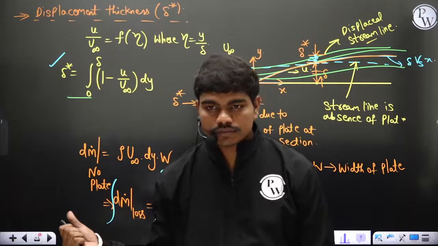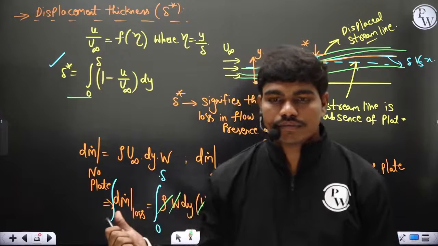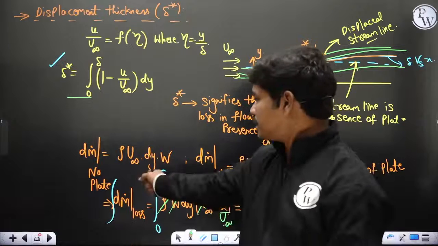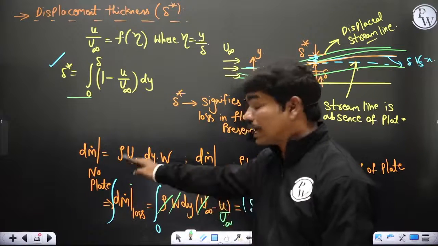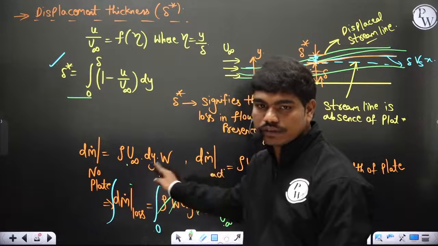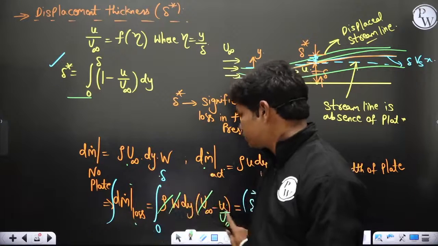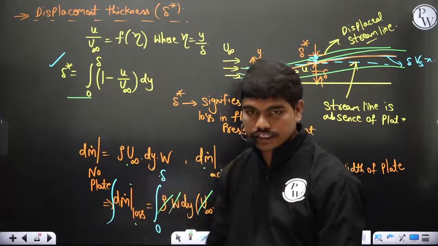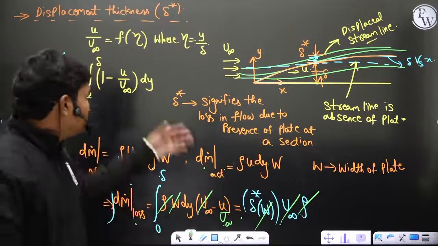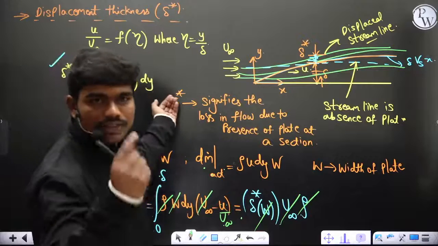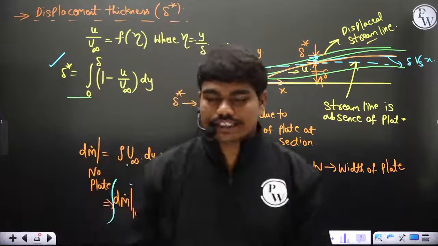Did you understand this? This is the ideal when there is no plate, this is the actual. The difference between those two is the loss. The loss is compensated by this. That's it. These are very basic things you can understand. And this integration you can do very easily. It's a single variable integration.